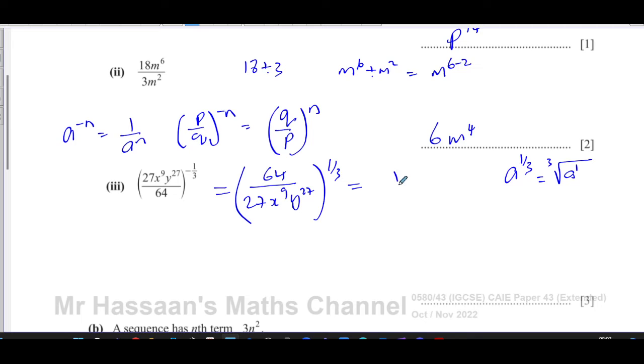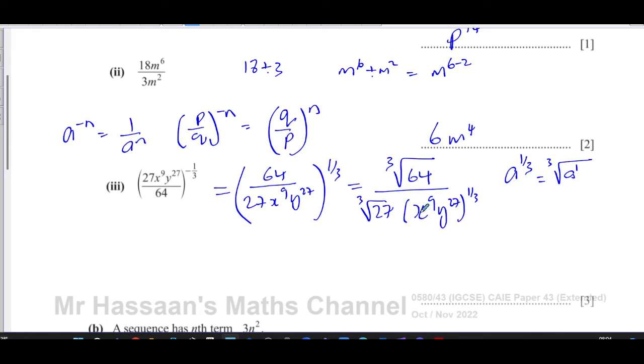So this means the cube root of 64 over. Now, when you're dealing with the number underneath, the 27, this power of 1/3 is relating to both the numerator and the denominator, the whole fraction. So I'm going to also find the cube root of the denominator. So for the 27, I'll write it as a cube root of 27. That's easy with numbers. But for the algebraic terms, I'll keep that as x to the power of 9 and y to the power of 27 to the power of 1/3.